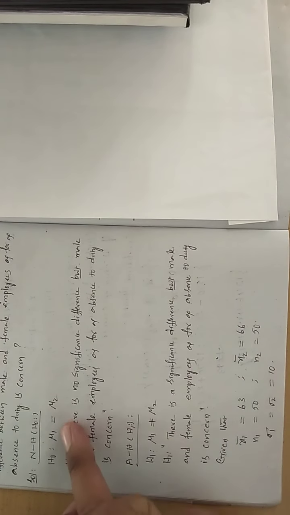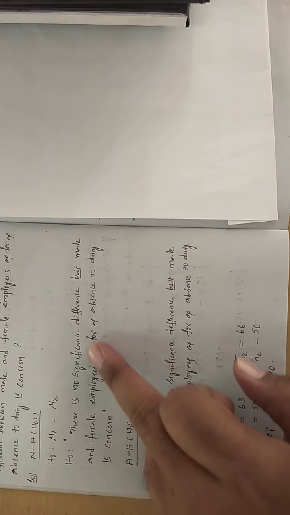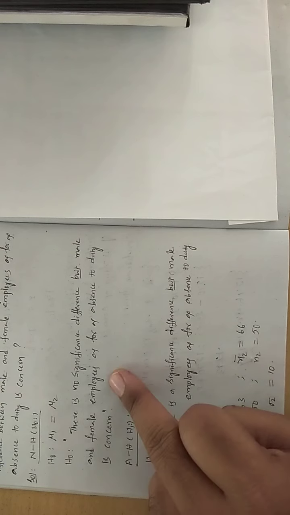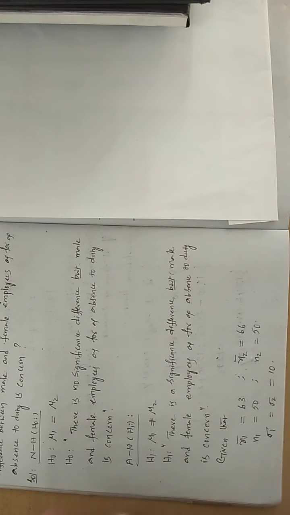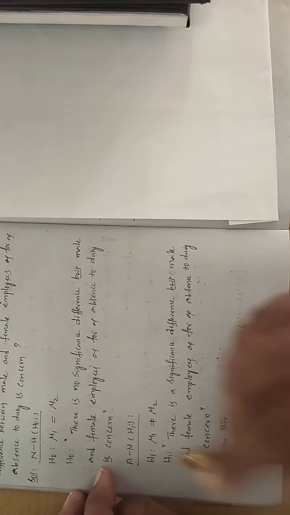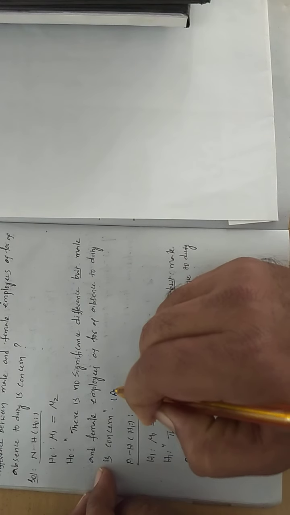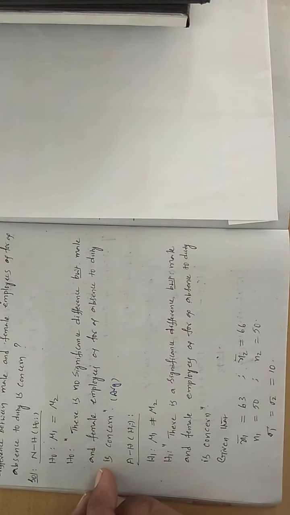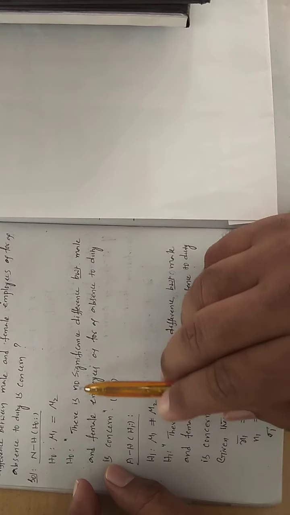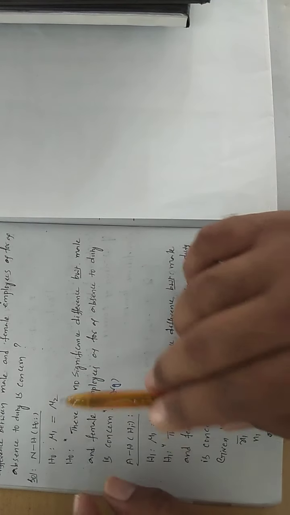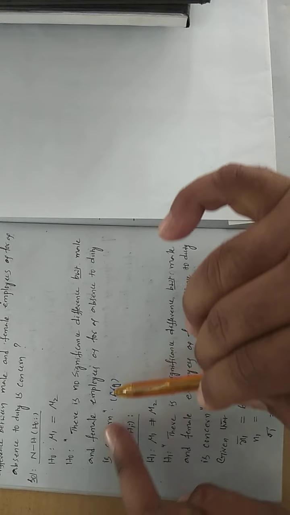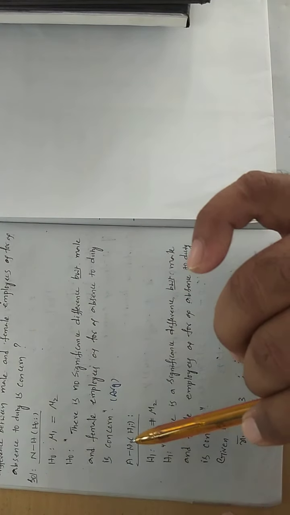So null hypothesis, mu1 is equal to mu2. There is no significant difference between the male and female employees as far as absence to duty is concerned. In terms of average, that is important. Don't assume that no word we have used here becomes an alternative hypothesis. What is the best technique? Match the sentence with that of the notations.